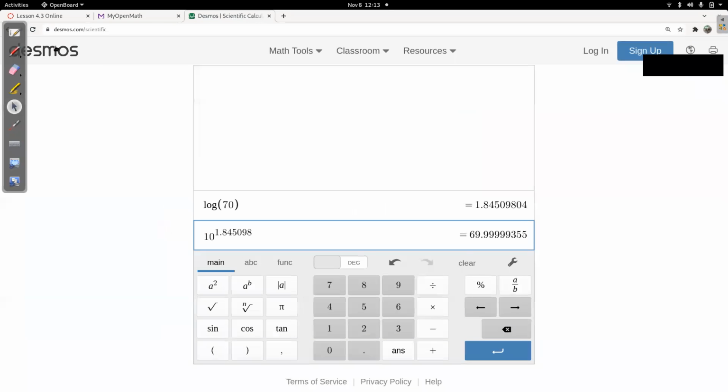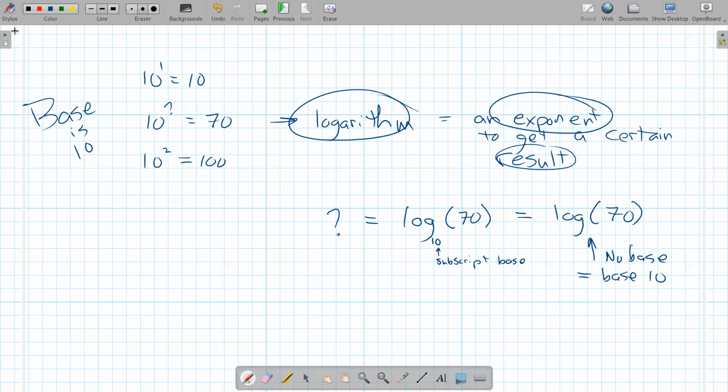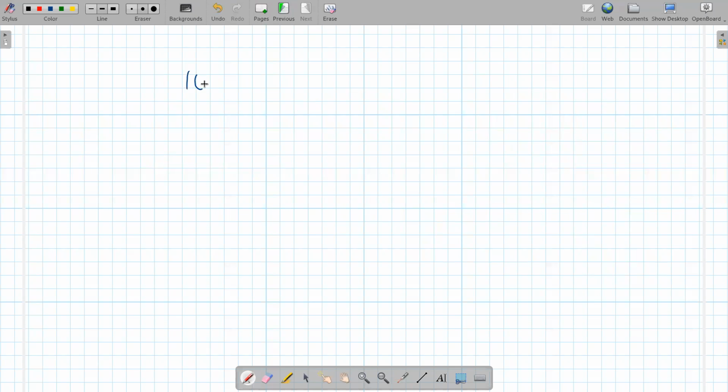Let's take a look at the notes again. So I'm just going to rewrite this. 10 to what power equals 70 is the same thing as saying, what is the power? Log means exponent. So this is, what is the exponent of 10 to get 70?